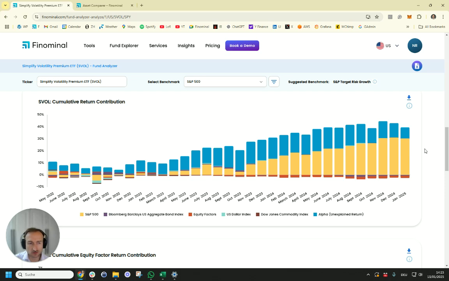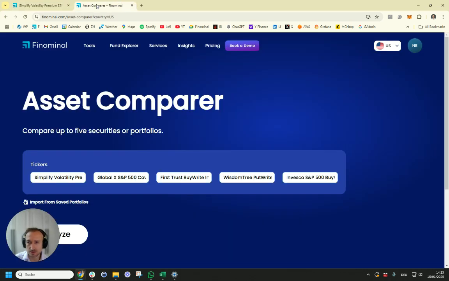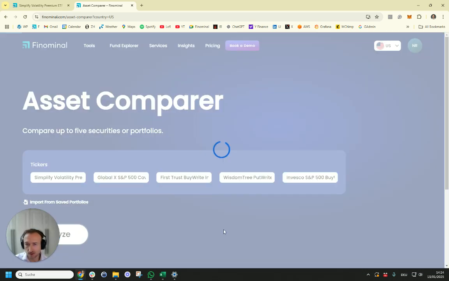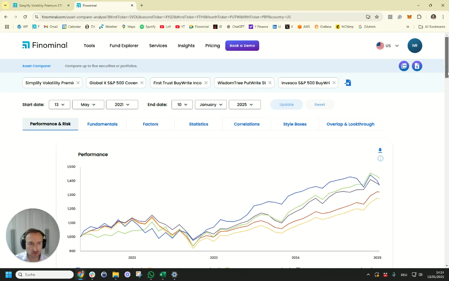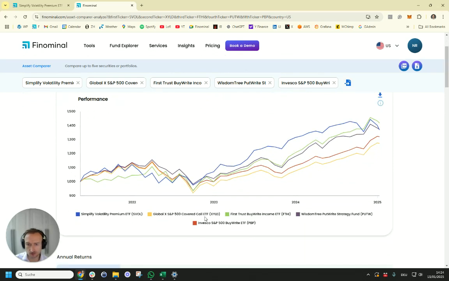Now, that's for SVOL on a standalone basis, but next, it makes sense to compare SVOL to other similar strategies. So what we've done is select 4 other ETFs that are option-based strategies with a high yield. All of them offer limited downside, a little bit of limited upside, but a high yield. So let's see how SVOL has done versus those peers. You can see we've taken a covered call strategy, a buy-write, a put-write, and another buy-write ETF.